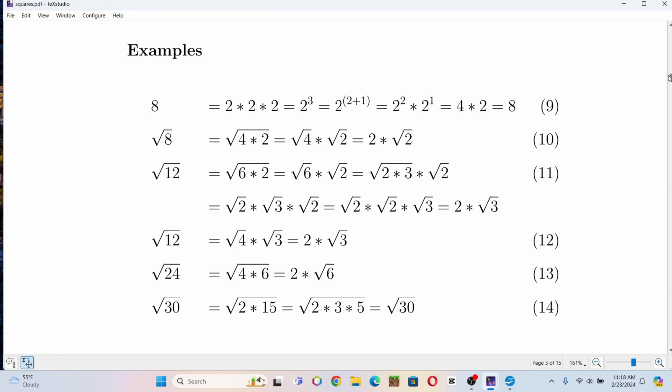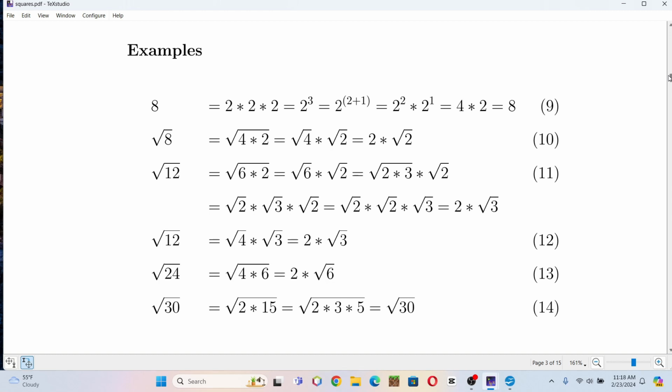Equations 11 and 12 show two ways to simplify root 12. Equation 11 is intentionally made longer than it needs to be to showcase the different types of things that can be done. It also shows that whether you do it by the tedious way, step by step, or by the fast shortcut way, if you are accurate with every step, then you will get the same correct answer.